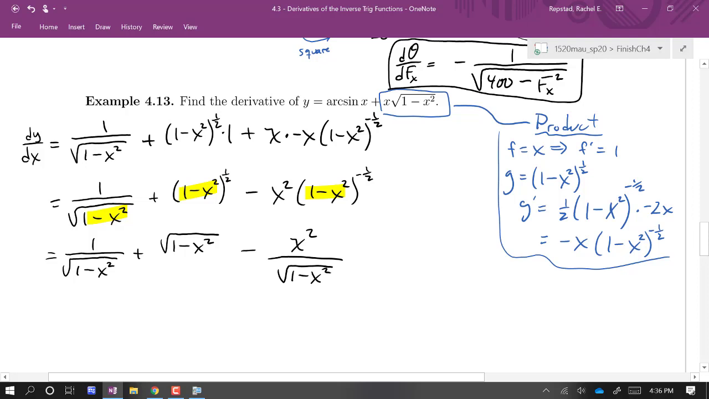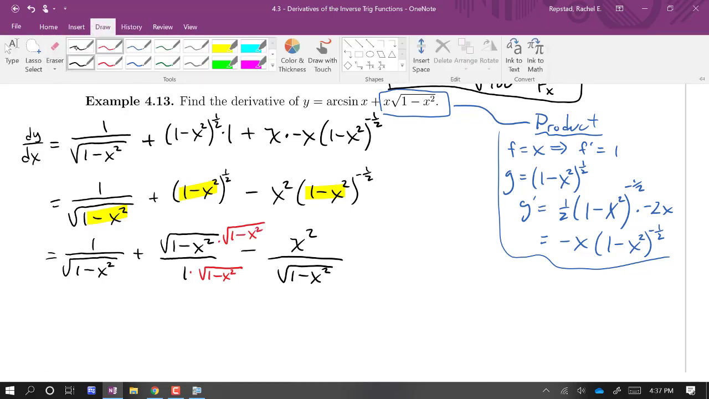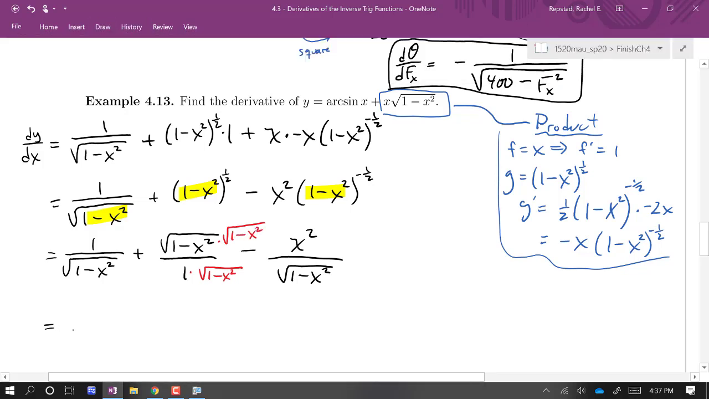It looks like that. Now I can see this as adding and subtracting fractions. This middle term, I'm just going to put it over 1 to make it look like a fraction. I can get everything into a common denominator. The middle guy just needs a factor of radical 1 minus x squared on the top and the bottom. So there's our common denominator.